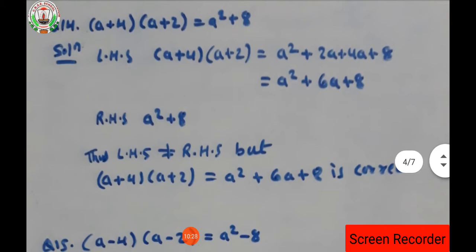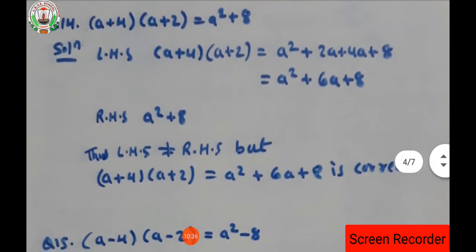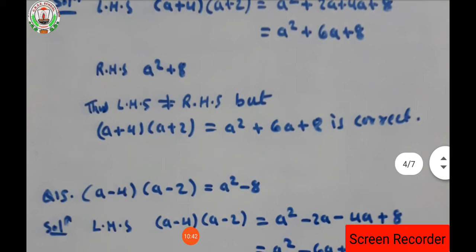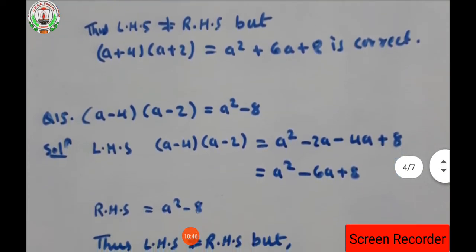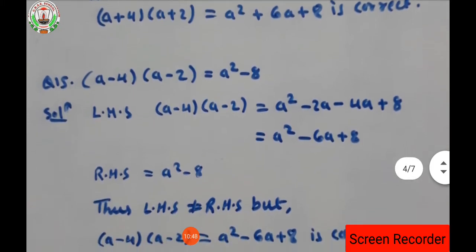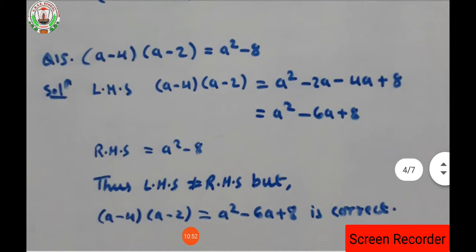Thus LHS and RHS are not equal, but (a + 4)(a + 2) = a² + 6a + 8 is a correct mathematical statement. Clear? Since it is asked in the question which is the correct mathematical statement and the error, the error will be in the RHS part, because the RHS part we can't solve.